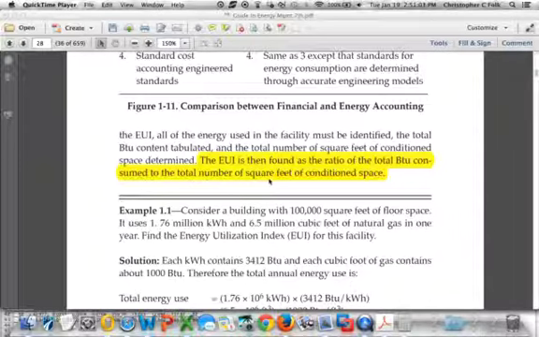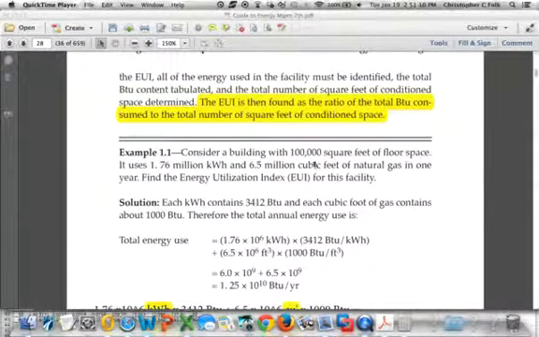the ratio of the total BTU consumed by a facility to the total number of square feet in the conditioned space. The example that they're showing us here is a 100,000 square foot floor space building that uses 1.76 million kilowatt hours of electricity and 6.5 million cubic feet of natural gas in a year. So we need to convert this, as it said in the definition here, we need to convert the kilowatt hours and the cubic feet of gas into BTU. So that's what we're going to show how to do in this example.